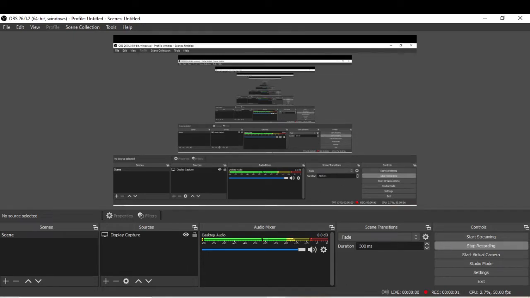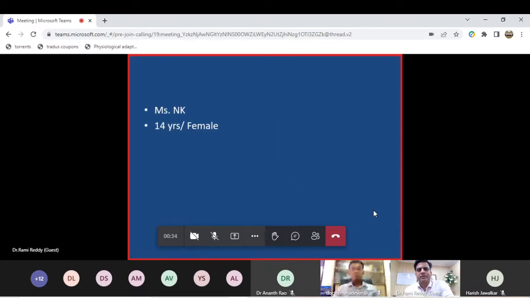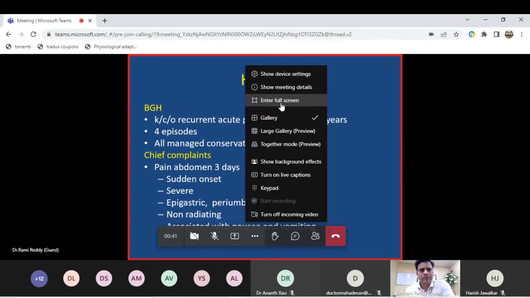We are going to discuss two scenarios. One is regarding acute pancreatitis. The second one, briefly, is about the intragastric balloon. And this case is about a 14-year-old female girl.